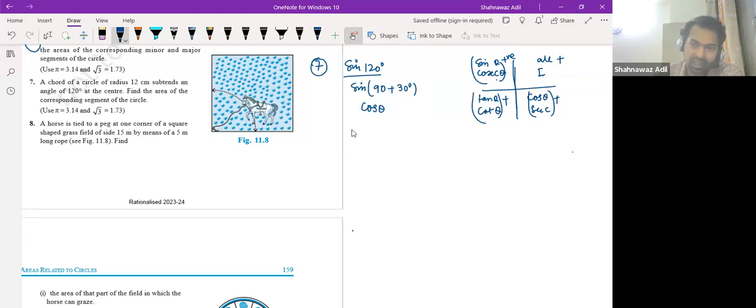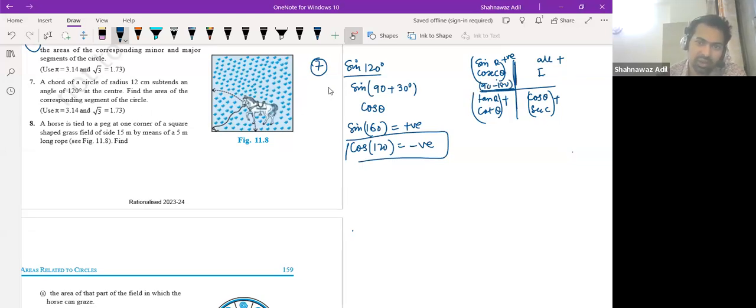So if I calculate sine of, let's say, 160, that would be positive. If I calculate cos of 120, how much would that be? We remember that the second quadrant goes from 90 to 180, so in the second quadrant cos is negative, so this would be negative. We will not need cos and the other trigonometric ratios, because in the area of a triangle we will only need sine theta, so we have to just think about sine theta.